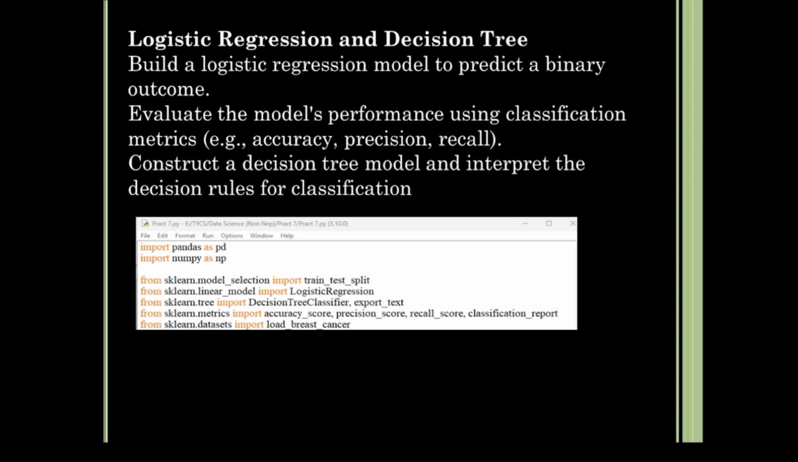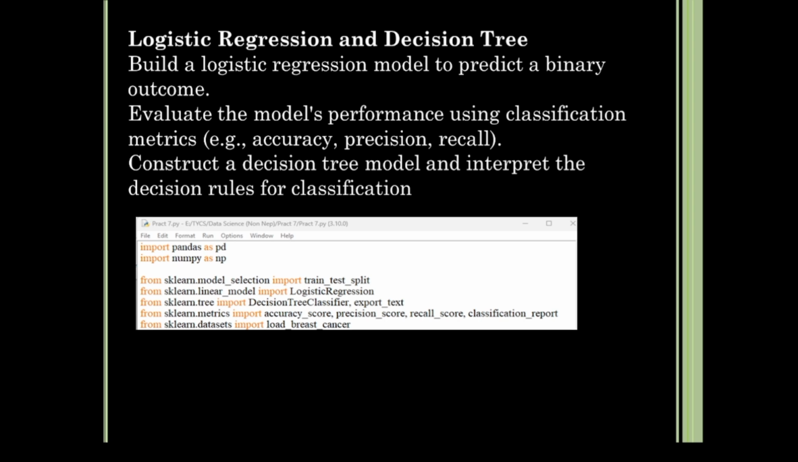Next we have from sklearn.model_selection import train_test_split. This is used to split the data into training and testing sets. From sklearn.linear_model import LogisticRegression. This imports the logistic regression model, which is used for binary classification. From sklearn.tree import DecisionTreeClassifier, export_text. DecisionTreeClassifier builds the decision tree model and export_text brings the tree rules in text format.